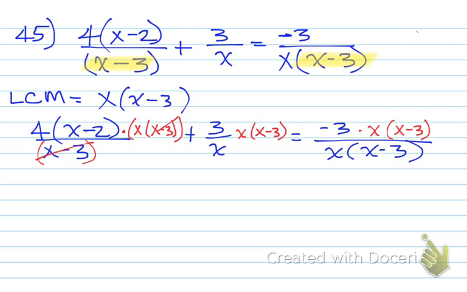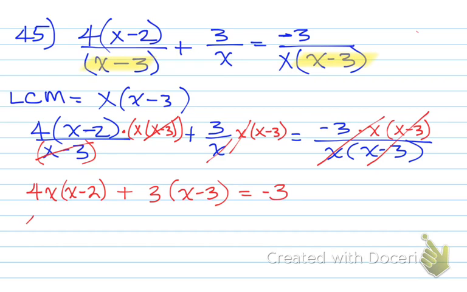Here, x minus 3 will cancel, and so I write down what's left over. Then I look at the next term. The x's cancel, and I write down what's left over. Everything on the right-hand side cancels out of the equal sign except the negative 3. And then I just distribute what's left. And that is our equation as it stands right now.